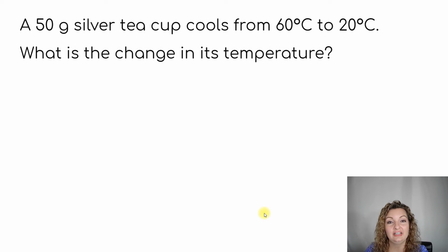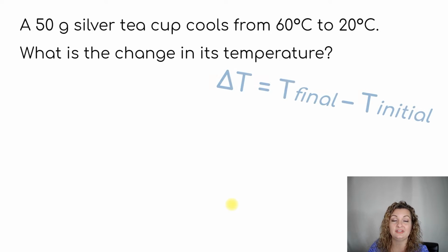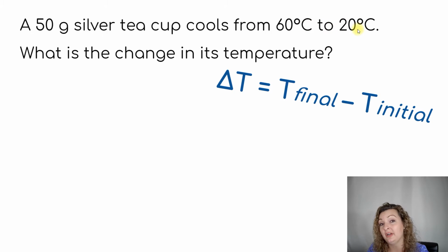Okay. Now let's try to get into some math, all right? So a 50-gram silver teacup cools from 60 degrees Celsius to 20 degrees Celsius. What is the change in its temperature? So it's only asking us for delta T. So we don't have to worry about our whole equation right now. Let's just focus on delta T. So remember that equation is the final temperature minus our initial temperature. Well, if we read the question again, it says it went from 60 to 20. So 60 is where we started and 20 is where we ended. But we have to flip-flop these, right, in order to solve correctly.